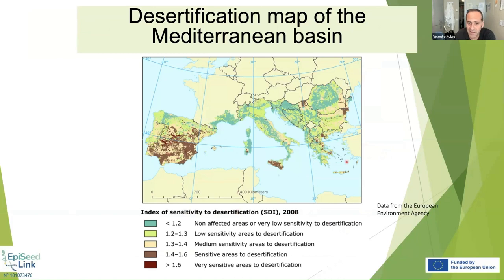As you can see here, many countries in the south of Europe are very sensitive to this desertification, and it will have a huge impact under a climate change scenario, particularly Spain. We are very worried about the future, because in all these areas there is a huge production of crops that will actually feed most of Europe.